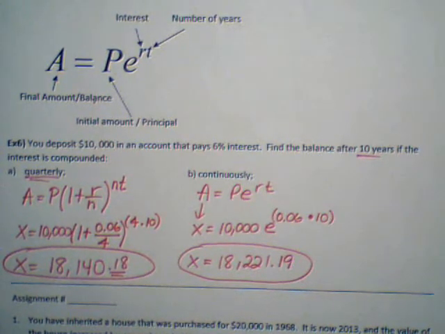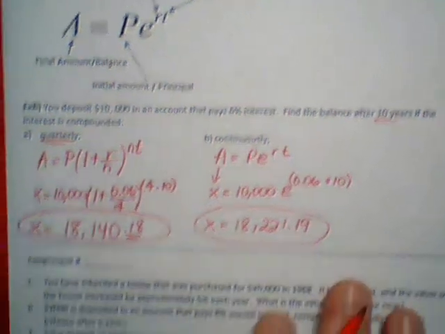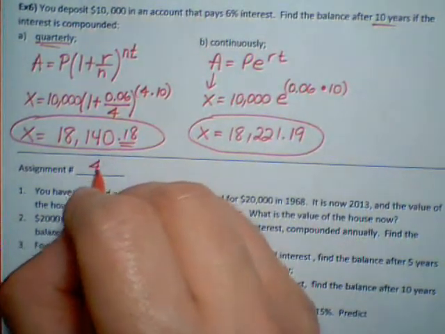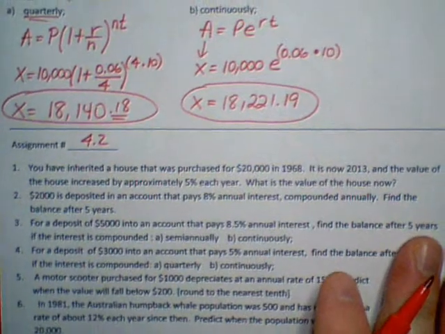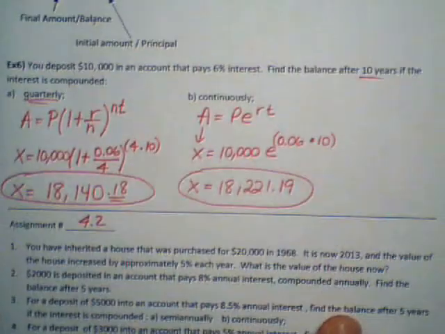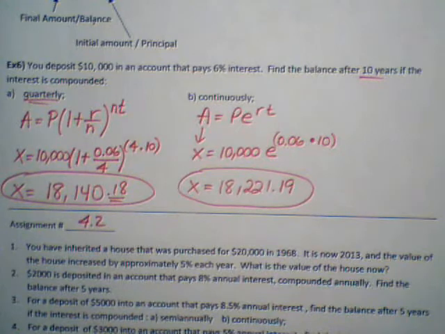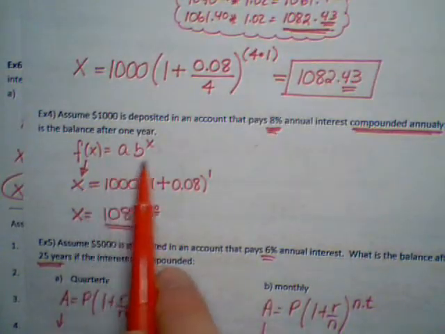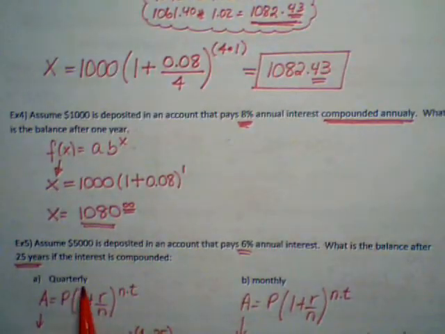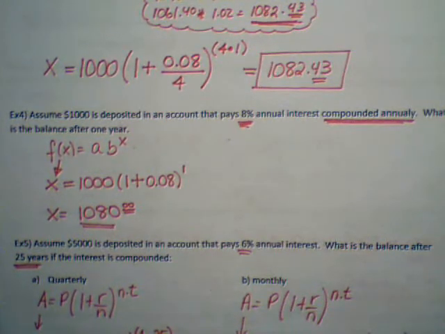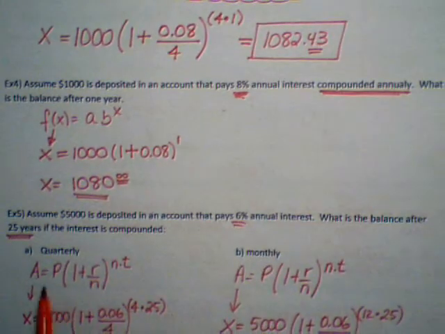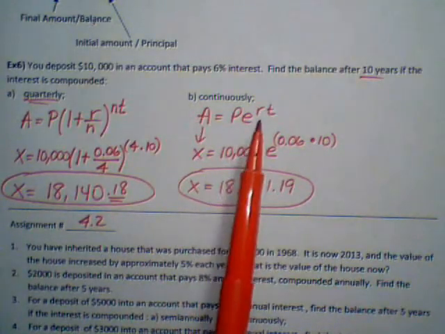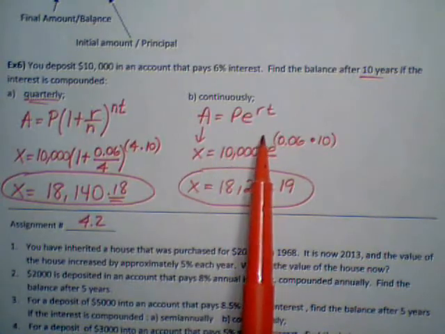Alright. So here's your homework. It's going to be homework 4.2. Okay, so go ahead and put 4.2 there. And in these problems, you want to watch out for the keywords. If you see annually, then remember you want to use this formula here. If you see the word quarterly, monthly, daily, then you want to use this formula here. And if you see the word continuously, then you want to use this formula.